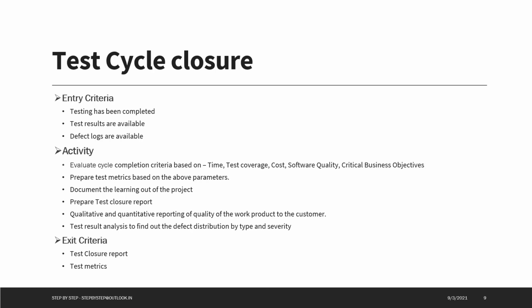And finally, the last stage will be the test cycle closure. So the entry criteria will be that, as we all know, testing has been completed, test results are available, and defect logs are available. So what will be the activities of this test cycle closure? Evaluate test cycle completion criteria based on time, test coverage, cost, software quality, and critical business objectives. Okay. Then prepare the test metrics based on the above parameters.